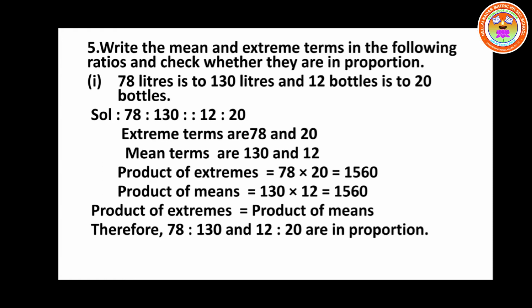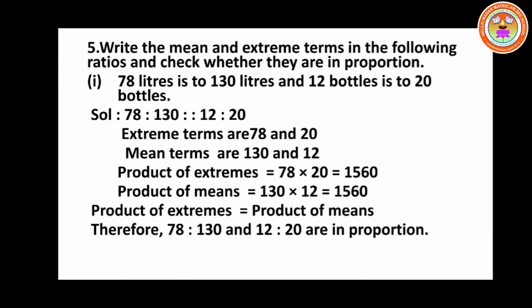78 liters is to 130 liters and 12 bottles is to 20 bottles. These are the two ratios they had given. So, solution: 78 is to 130 as 12 is to 20. Extreme terms, already I told you what they are. For example, A is to B as C is to D means A and D are the extremes. Here in the A place you have 78, in the B place you have 130, in the C place you have 12, and in the D place you have 20. So what are the extremes? In the edges, what are the numbers present? 78 and 20. They are the extreme terms. Then the mean terms are 130 and 12.